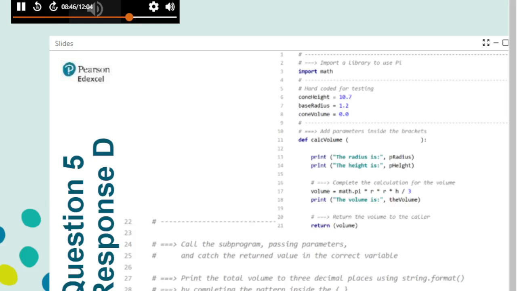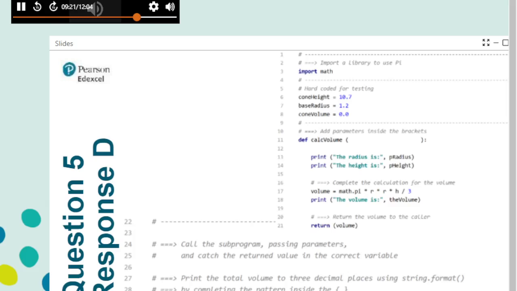0 marks for using parameters in the calculation as it uses R and H on line 17. 0 marks for using the correct variable to catch the result of the calculation on line 17. 0 marks for the return statement as it does not return the correct variable on line 21. 0 marks for passing the correct calling arguments as this was not attempted on line 26. 0 marks for the order of the passed arguments matching parameters as this was not attempted on line 26.